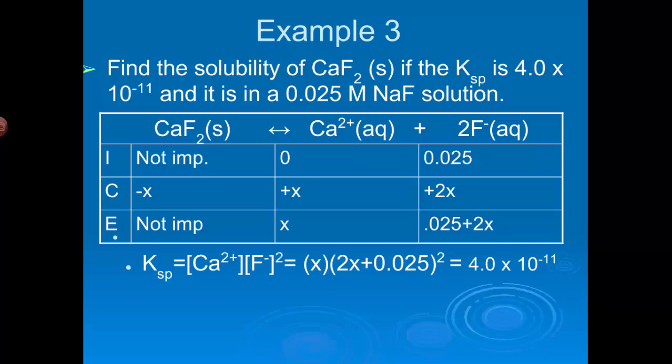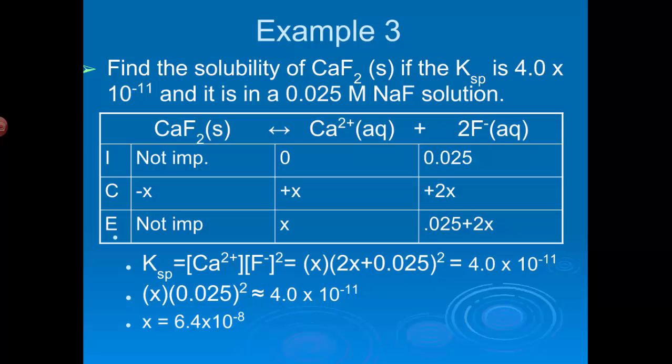Solving for X, we can make the approximation to get rid of the quadratic there, so 2X plus 0.025 is essentially just going to be 0.025 squared. X times that, solve for X, you get 6.4 times 10 to the minus 8. X is the concentration of calcium ions that is going to form in solution as this stuff dissolves. X is the solubility of this salt. So the solubility of this particular salt is very, very small if we already have fluoride ions in solution.